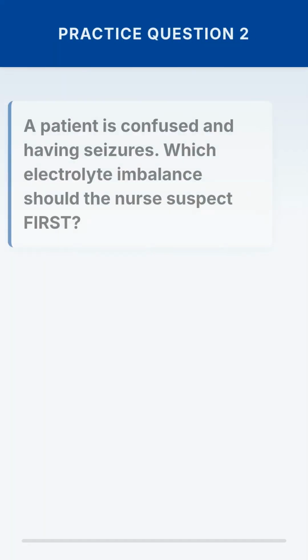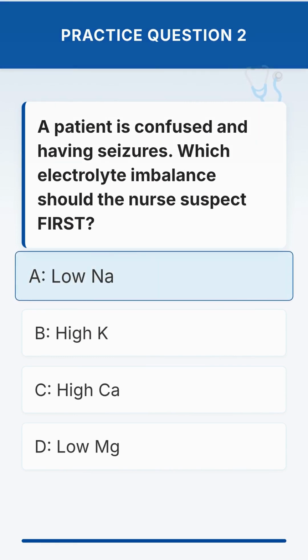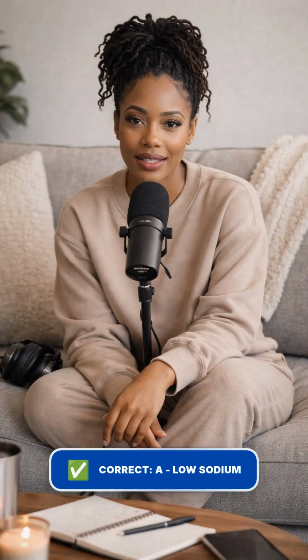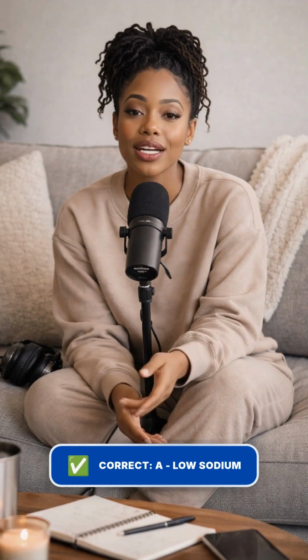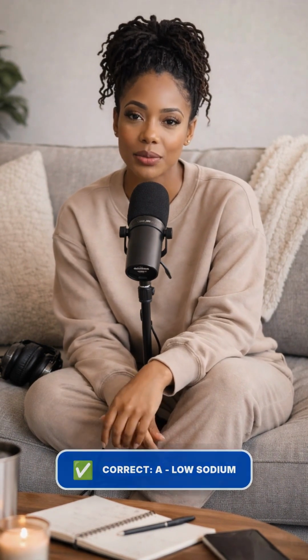Next question. A patient is confused and having seizures. Which electrolyte imbalance should the nurse suspect first? A. Low sodium. B. High potassium. C. High calcium. D. Low magnesium. The answer is A. Low sodium. Because sodium affects the brain, and low sodium causes swelling and neurological symptoms.